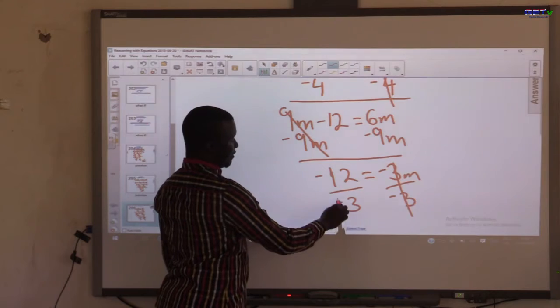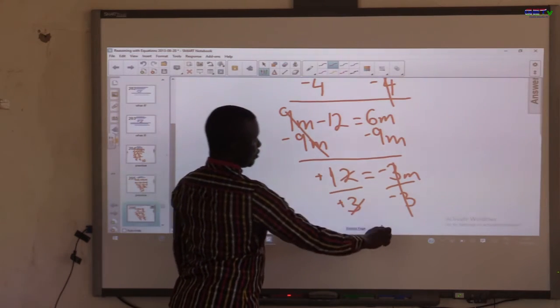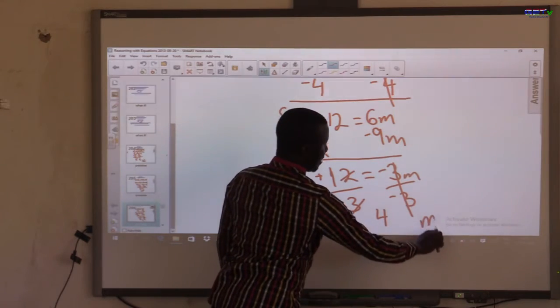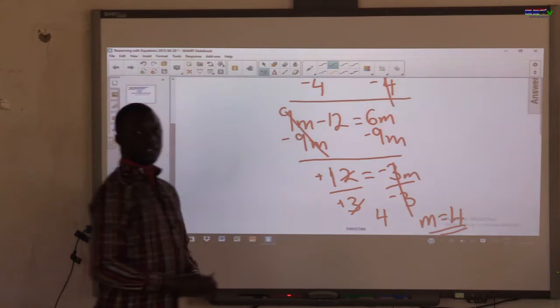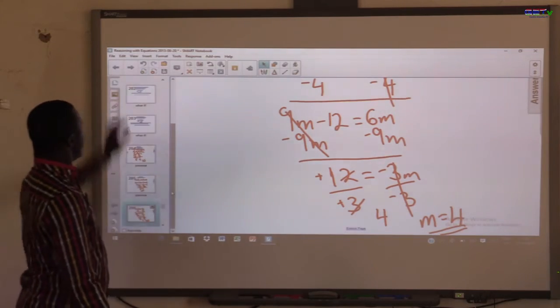Hence, we are dividing a negative number by a negative number. The negatives cancel. 3 goes into 12 four times. So the value of m is 4. M equals 4.